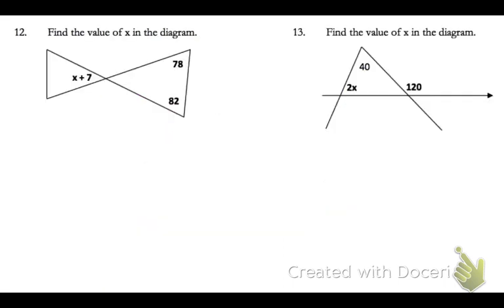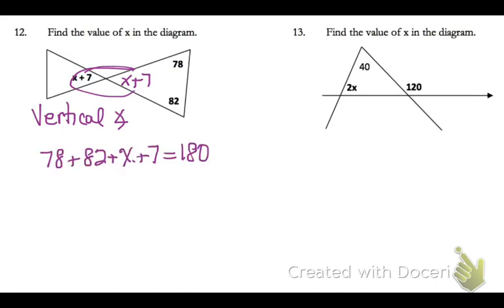In problem 12, they want us to find the value of x in the diagram. Well, again, vertical angles are congruent, so I know that this angle is x plus 7. And if I add all three of these angles, it must equal 180. So that's exactly what I'm going to do, set that equation up and then solve it. And I get that x equals 13.